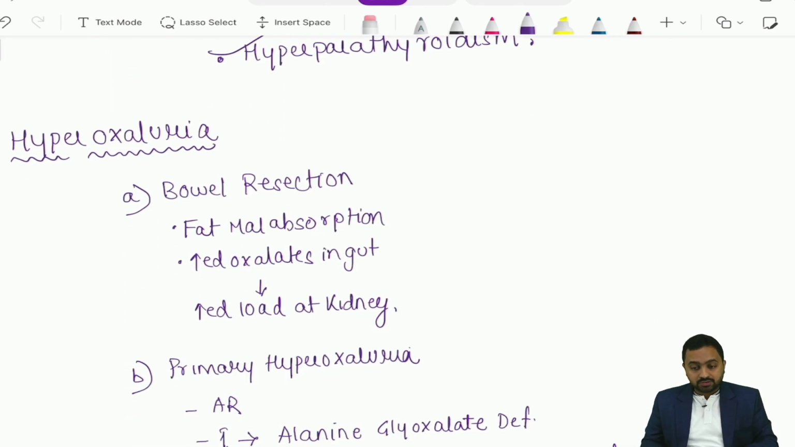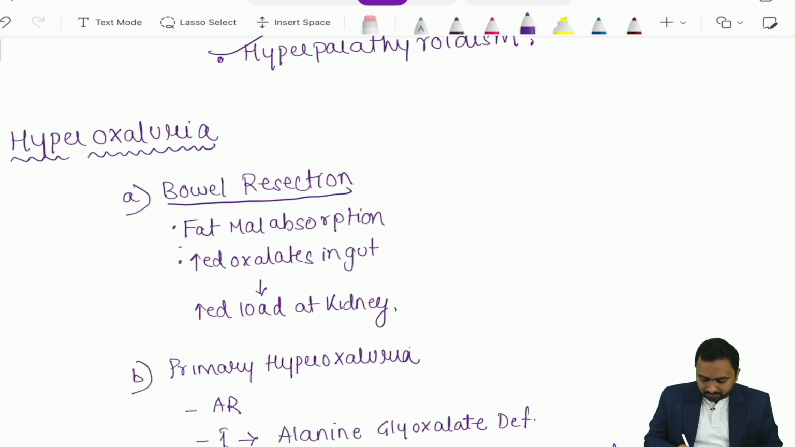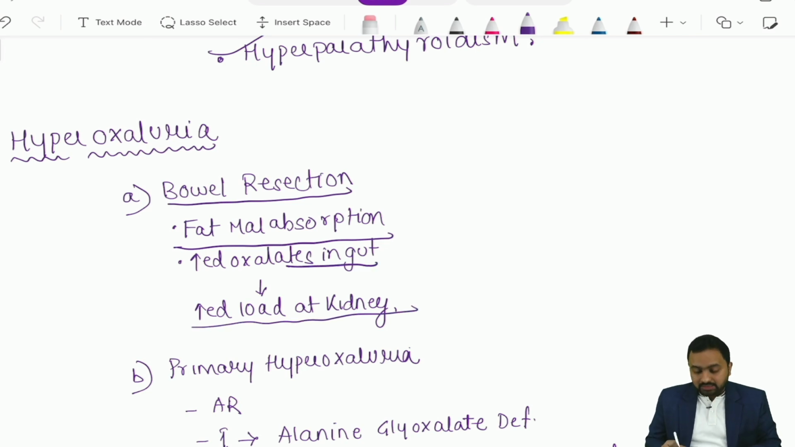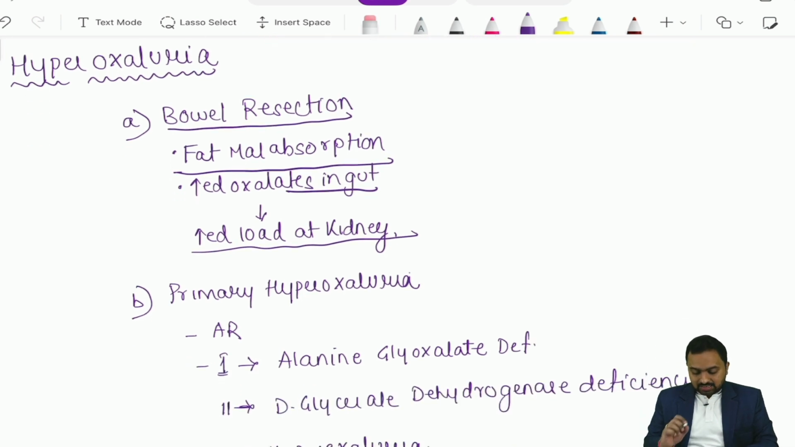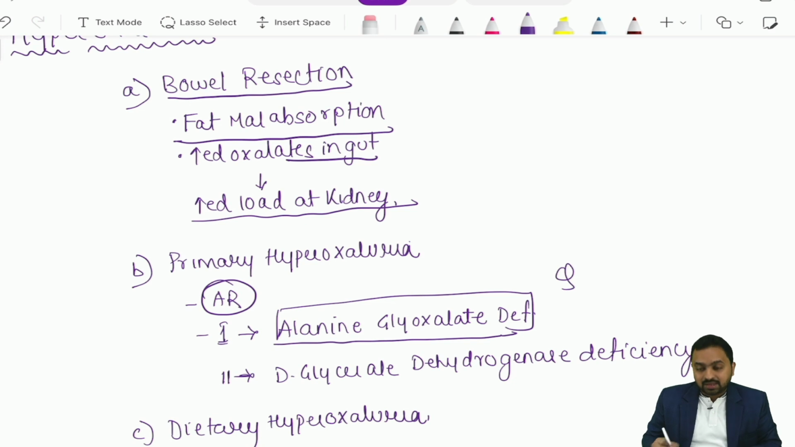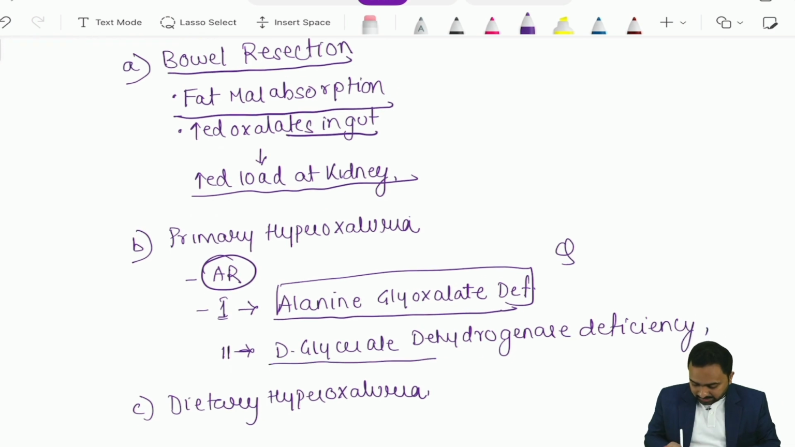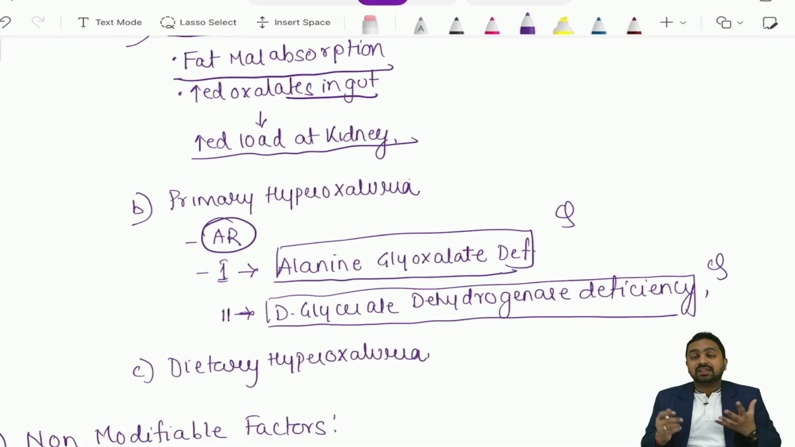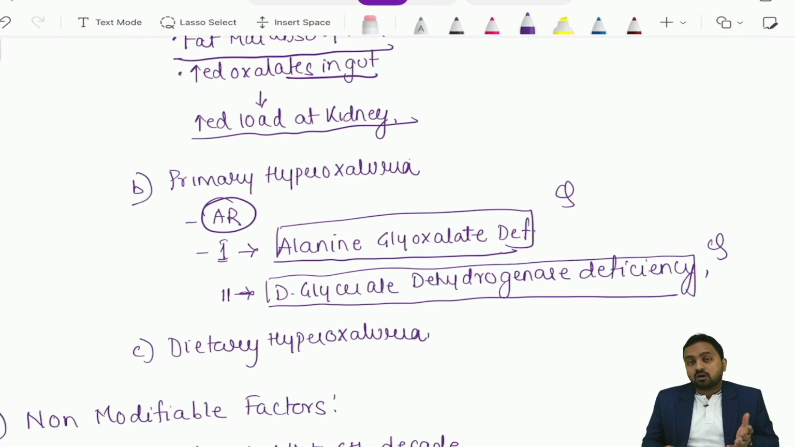Then hyperoxaluria: because of bowel resection there would be fat malabsorption and increased oxalates in the gut, leading to an increased load at the kidney. Primary hyperoxaluria is usually autosomal recessive, and type 1 is associated with alanine glyoxylate deficiency, and type 2 is associated with glyoxylate reductase deficiency. Then obviously, due to increased intake of oxalate containing food, that is dietary hyperoxaluria.